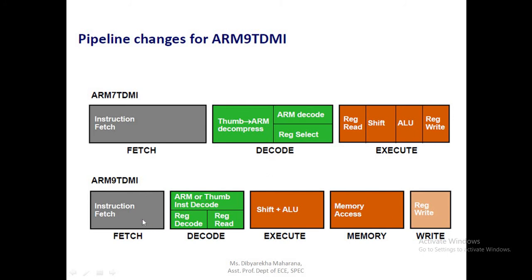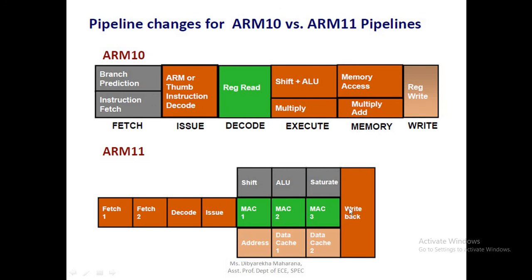First is the instruction fetch, second one is decode, which consists of ARM or Thumb instruction decode, register decode and register read. In execute, that is both the shift, barrel shifter, and arithmetic and logic operations. In memory, it accesses the memory. In write, register write. In ARM10, it has 6 stages of pipelining.